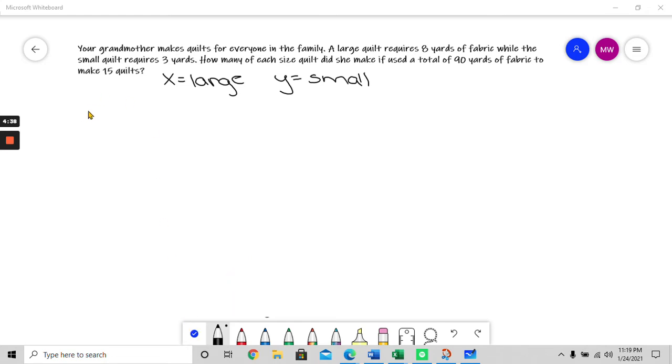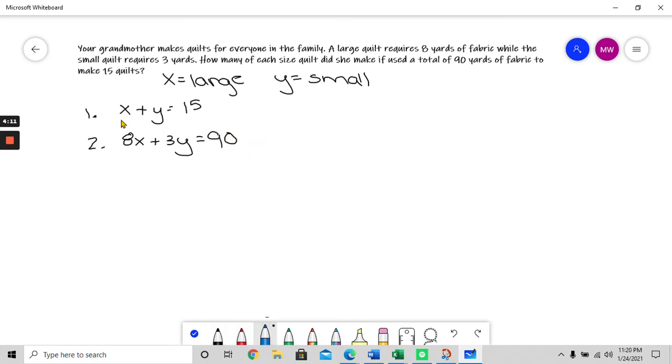Our very first equation is going to talk about the number of quilts. So we're going to say that x plus y equals 15. Our next equation is going to talk about the amount of fabric. So 8x, or 8 yards for a large, and 3 yards for a small, equals a total of 90 yards.